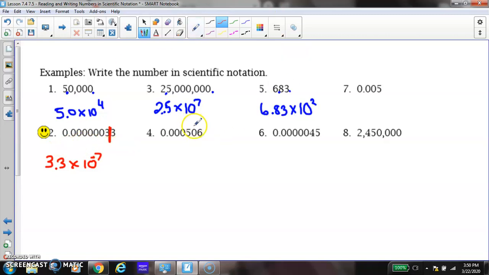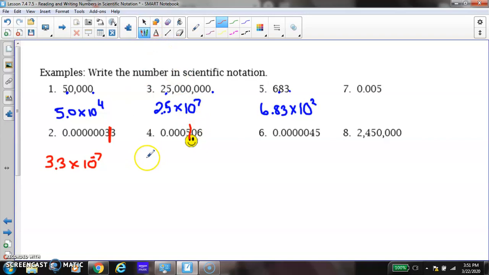In problem number 4, this 0.000506, you want to get that decimal point in between the 5 and the 0. So I'm going to grab the smiley face, start at the decimal point that I see, and go 1, 2, 3, 4 places to get it there.